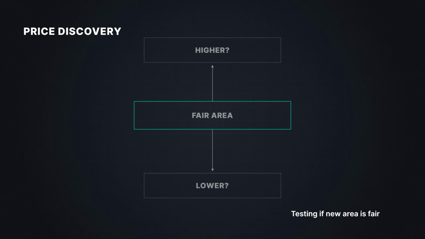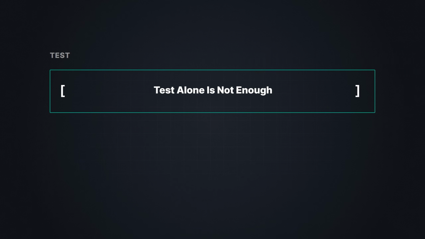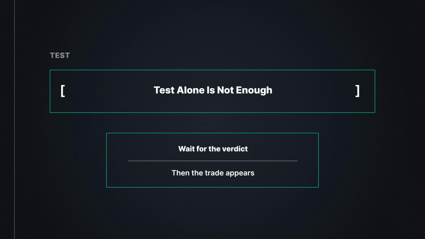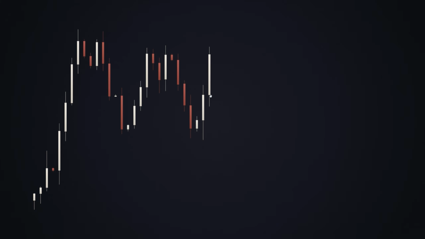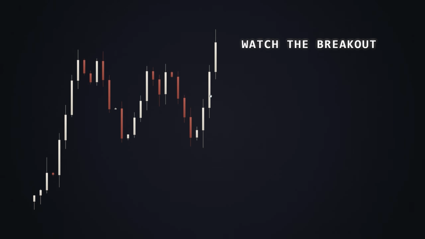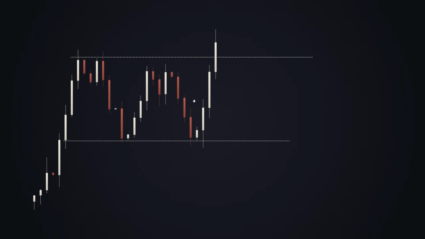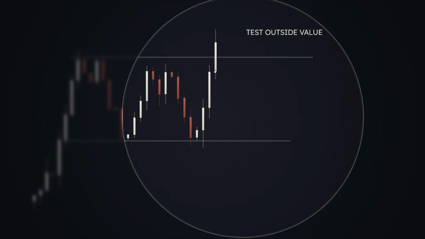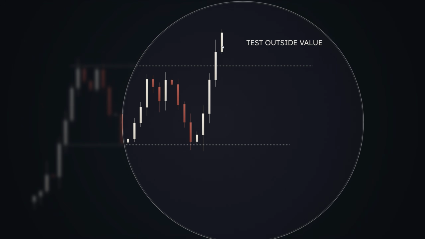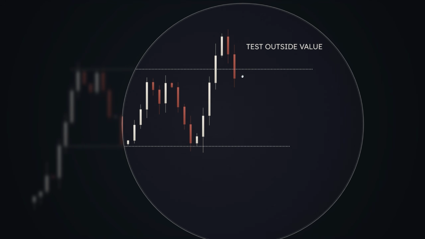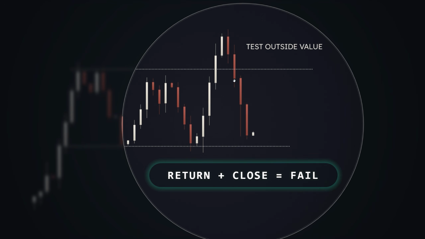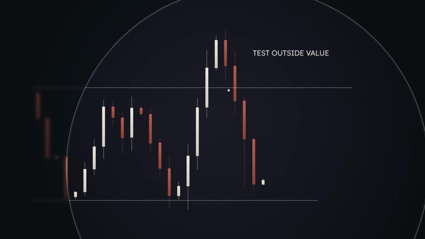But a test outside value is not enough. The trade only appears after the market gives a verdict. Watch this breakout candle before you trust it. It breaks above a 90-minute range and looks strong. But I am not buying yet, because one candle outside value is only a test. Price breaks above the top edge and pulls back. I am watching the old edge now. If price falls back inside old value, the breakout loses its meaning.